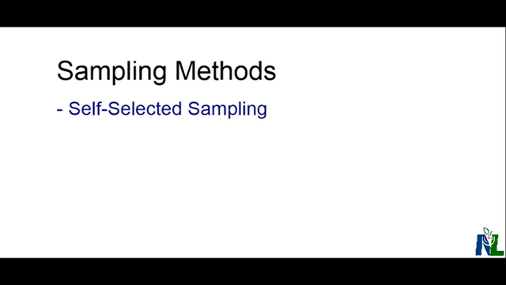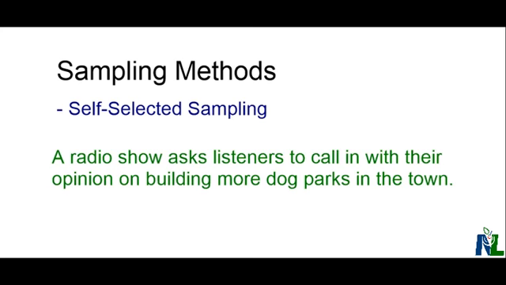In self-selected sampling, members of the population volunteer to be part of the sample. So for example, if we have a radio show where people are asked to call in with their opinion on building dog parks, they're choosing to be part of it because they're not being called, they're being told, call in if you want to voice your opinion. So that makes it self-selected because of their choice to take initiative and be part of the sample.